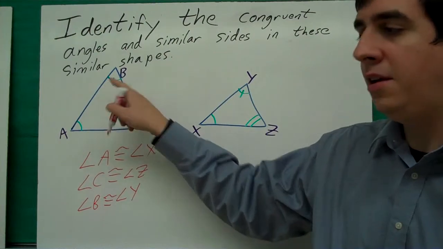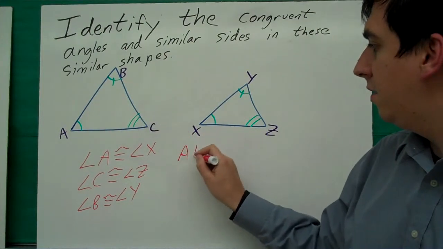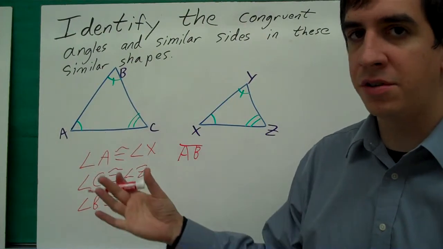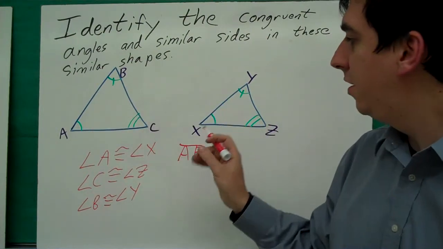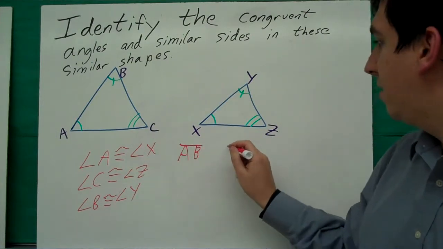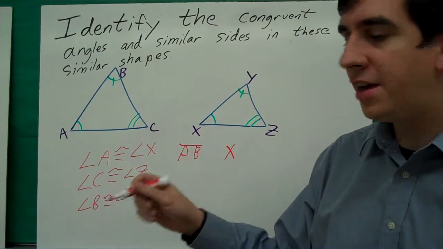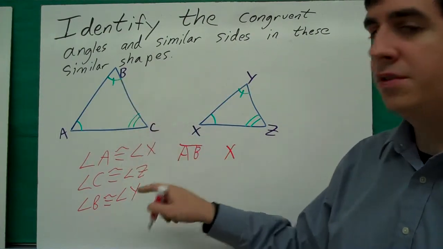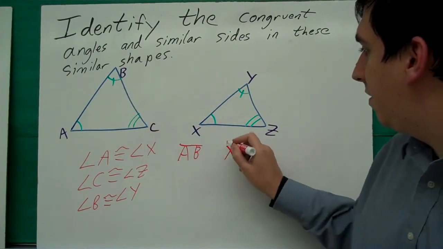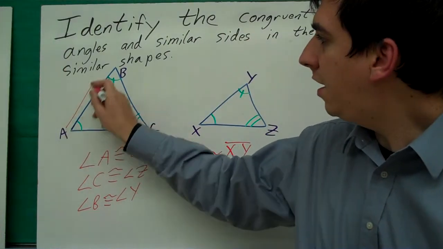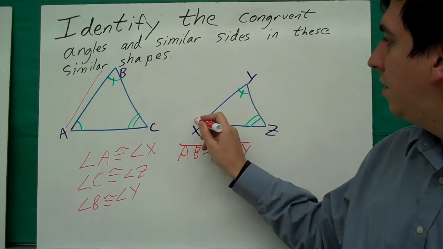So AB, that's the side of this triangle. I want to say that it's similar to a side on the other triangle. So what angle was congruent to A? That was X. And I need to end at the angle that was congruent to B, which was Y. I'm going to draw that on here too. AB is similar to XY.